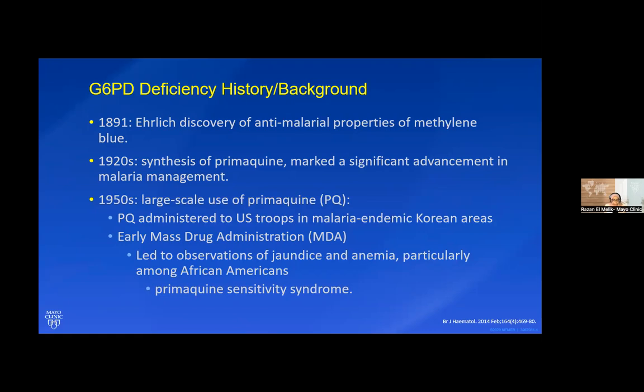So what happened is in the 1950s, this was the beginning of an early mass drug administration. They gave primaquine to the US troops in malaria endemic Korean areas at that time, which in turn led to the observations of jaundice and anemia, particularly among African Americans. And with that, they called it primaquine sensitivity syndrome. So until that time, the relationship between the gene-drug interaction was not very clear.